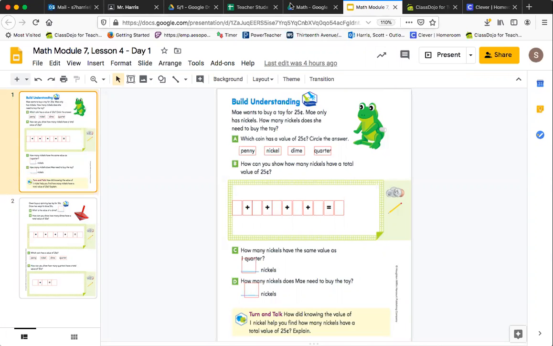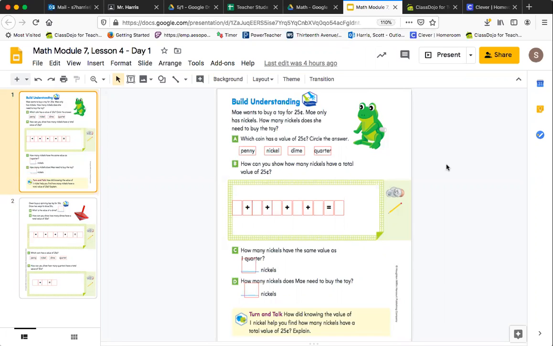Okay, class, we are working on Module 7, Math Lesson 4, Day 1. So this week we will be finishing up learning about coins, and then next week reviewing, maybe even figuring out a way to do a test. But let's get right into it.